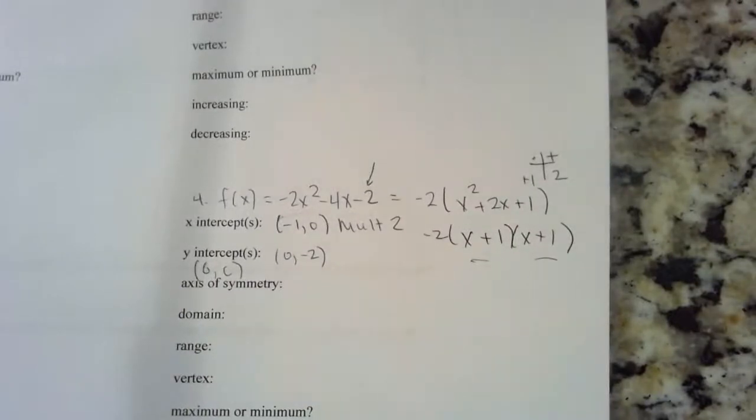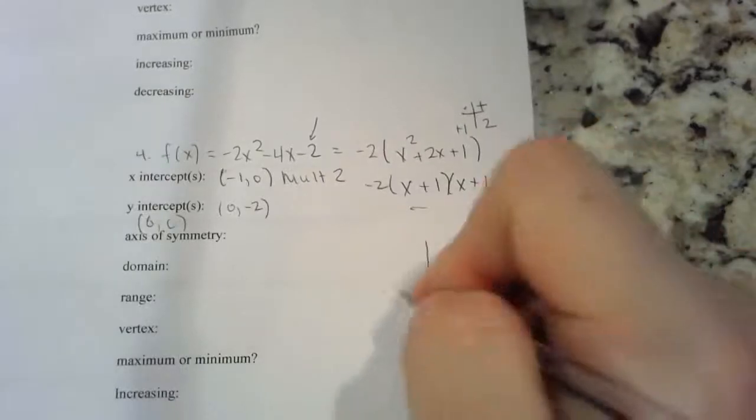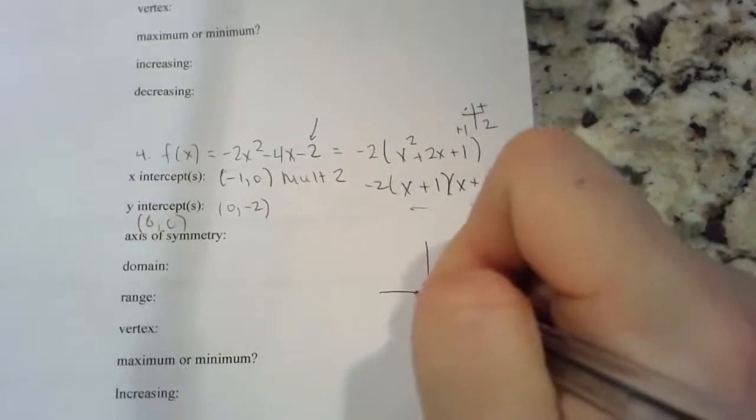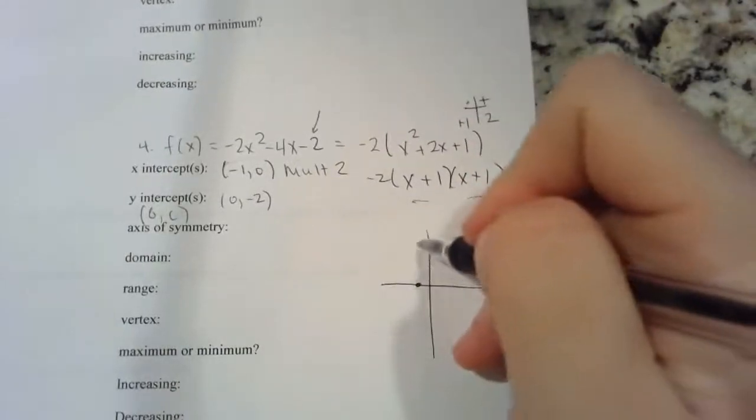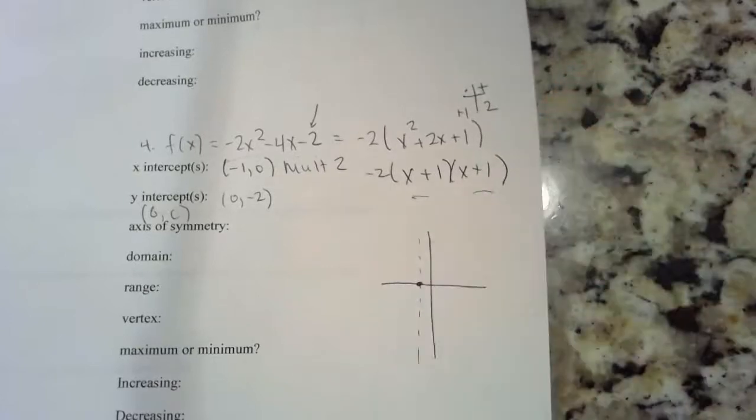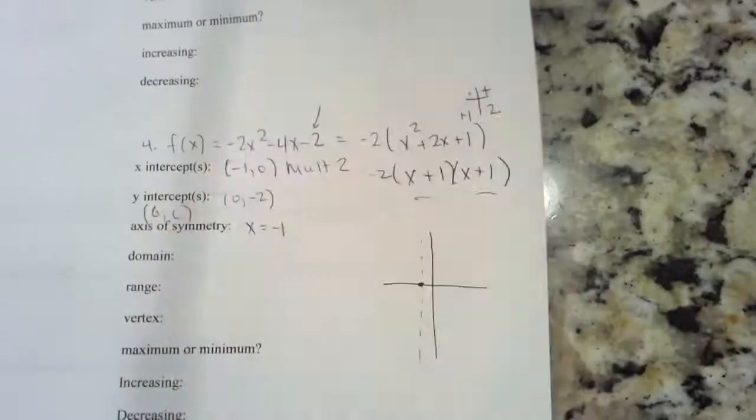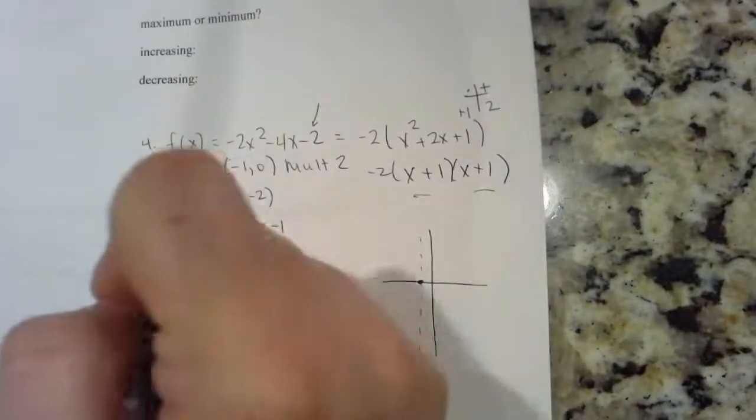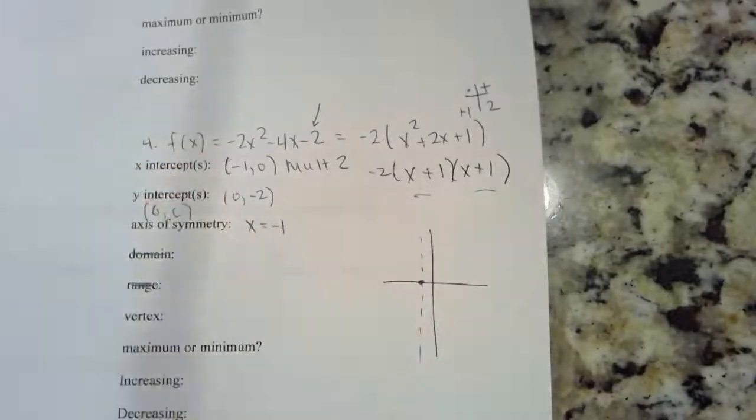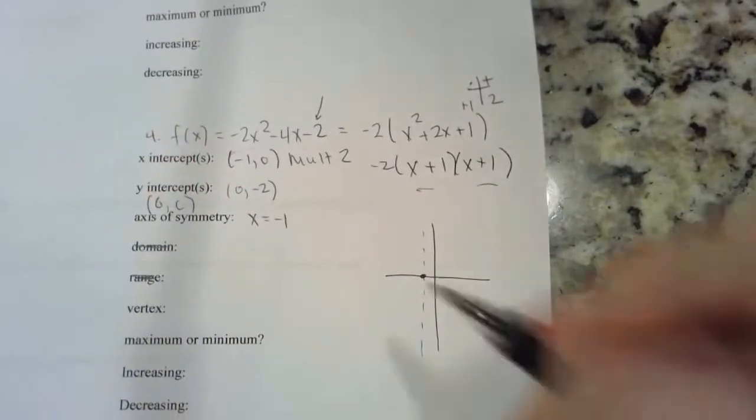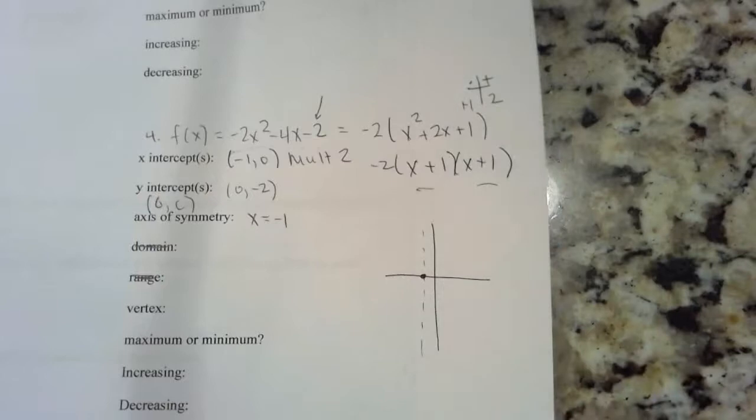Now the axis of symmetry happens right in between the 2 intercepts. But when the intercepts happen in the same location, if I were to sketch this, my intercept is right here. That is the axis of symmetry when both of the intercepts happen in the same place. So the axis of symmetry is x equals -1. The domain and range we will talk about next time. The vertex we've already said is right here.